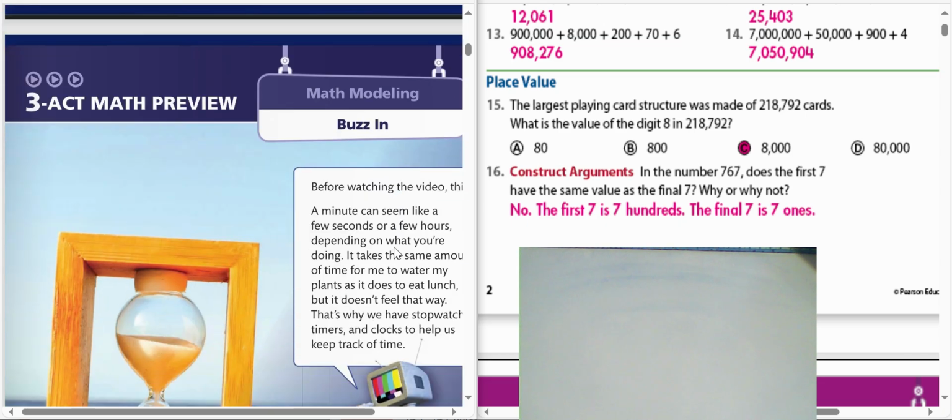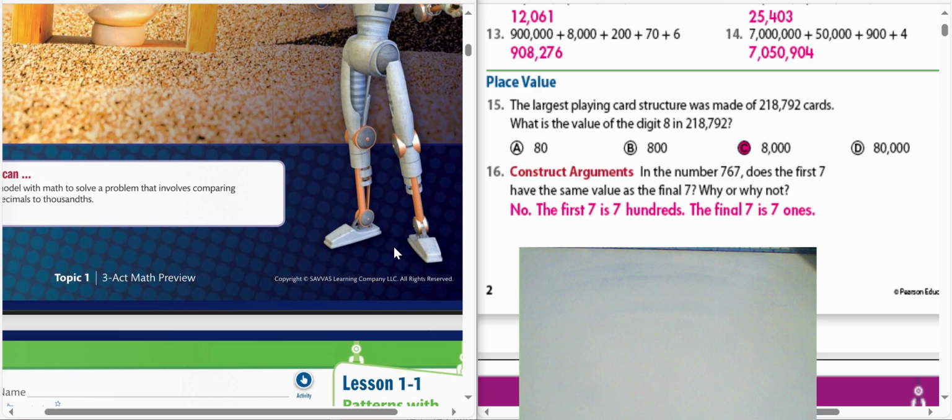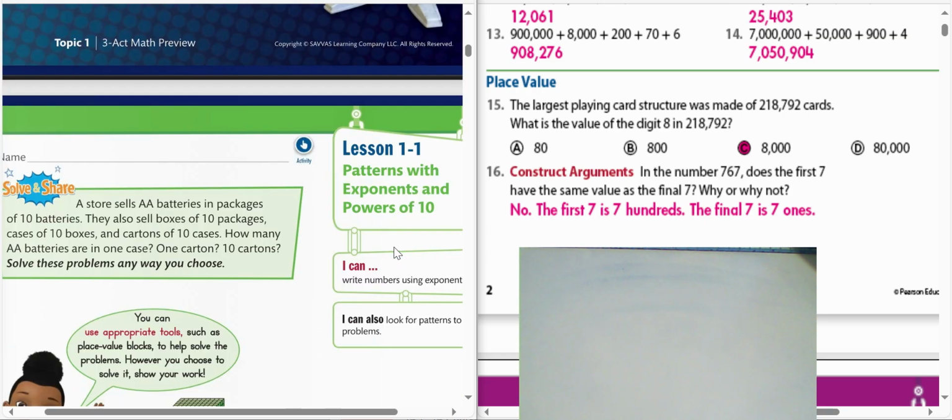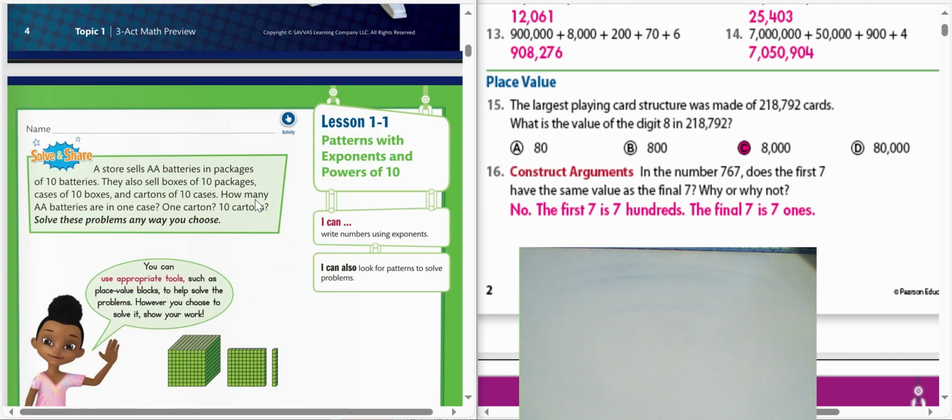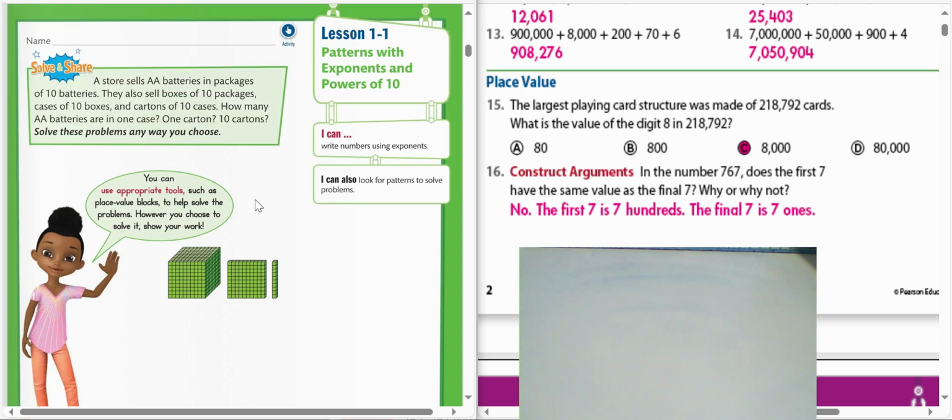Next page. Now we will explain the first example, lesson number 1, patterns with exponents and the powers of 10. Look here at the power. What does it mean? We have 3 power 2. It means 3 multiplied by itself, 3 times 3 equals 9. Okay.